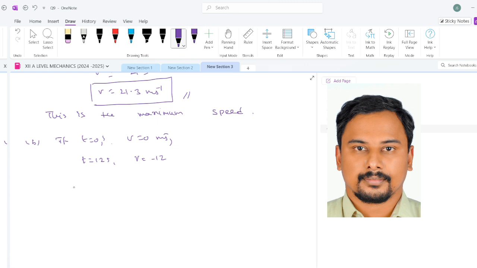That means the time. What is the time we took for that? The time when speed is maximum, that is 21.3 meters per second, happens when time t equals 16 by 3 seconds. That means this is the greatest speed. This is the time when the speed is greatest.